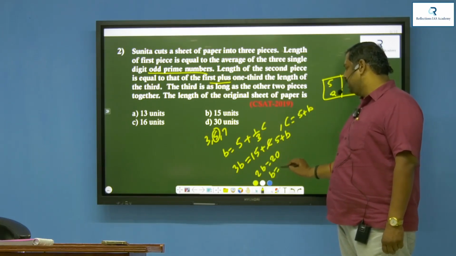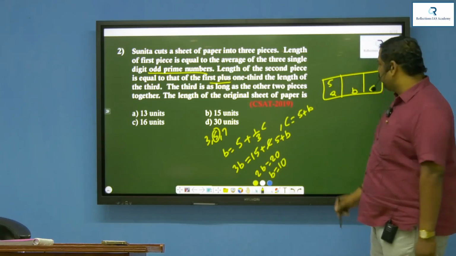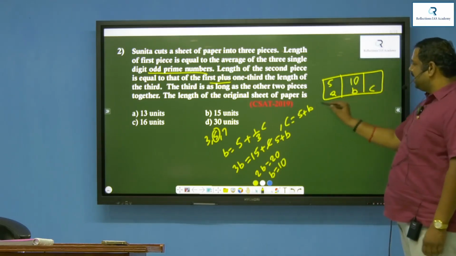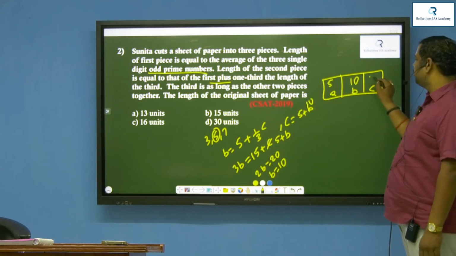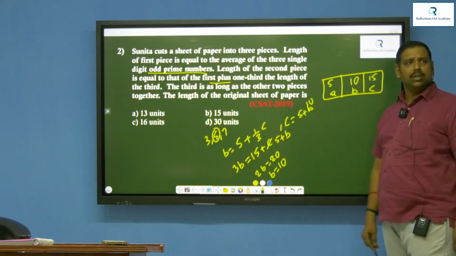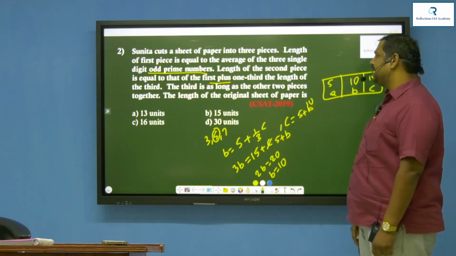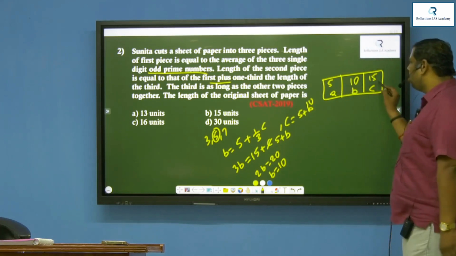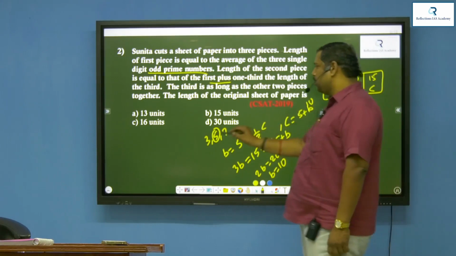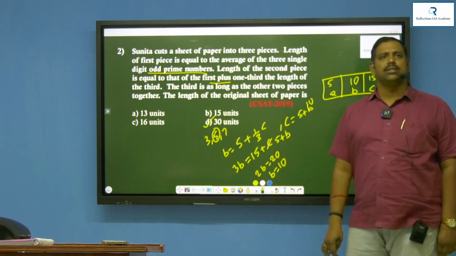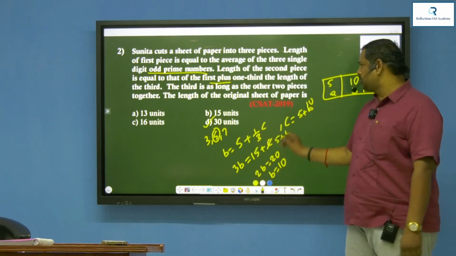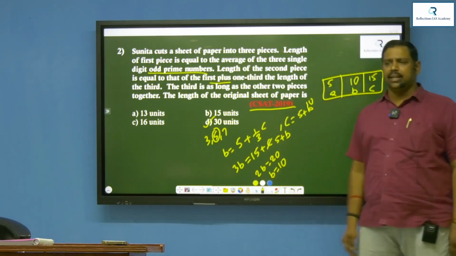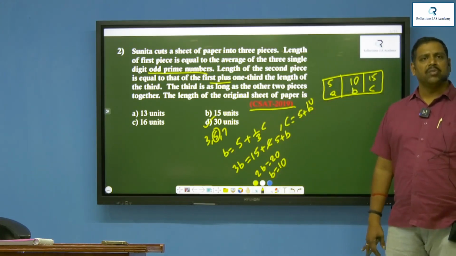What's the value of B? It is 10. Then C is 15. What is he asking? The length of the original sheet of paper. Adding all, we get 30. D is the answer, 30 units. This is a plain equation, a question from CSAT 2019. Can I go to the next one? Do you understand this? Good.